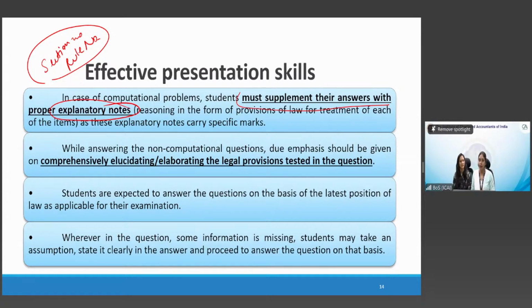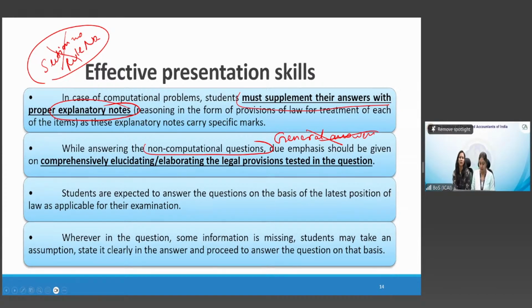So you can write section numbers, rule numbers, but you should also write the correct legal provision. Your main thrust should be on the legal provision rather than on section or rule numbers. And while answering the non-computational questions, due emphasis should be on comprehensively elaborating the legal provisions tested in the question. You don't have to write unnecessary stories based upon your understanding or the way of the general answers. It should be backed with the correct legal provisions, right? Whatever section, whatever rule is invoked in that question, you have to give reference of the same.